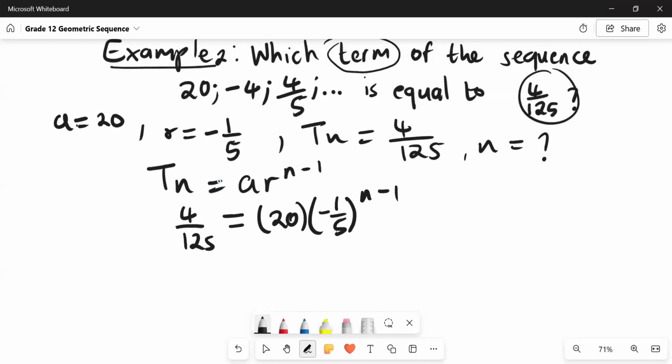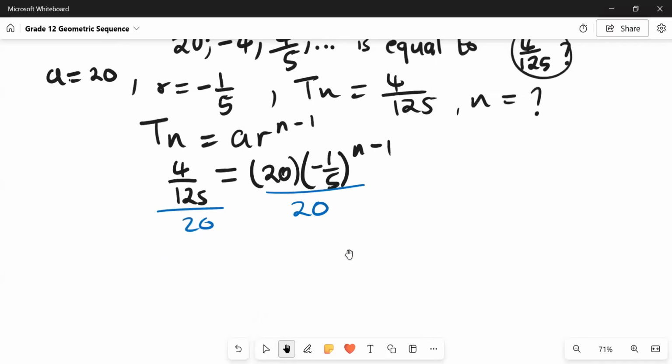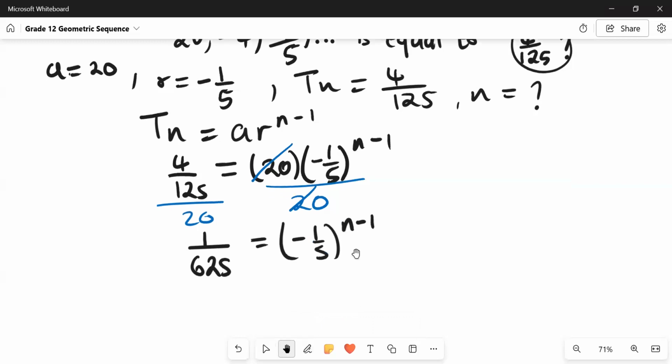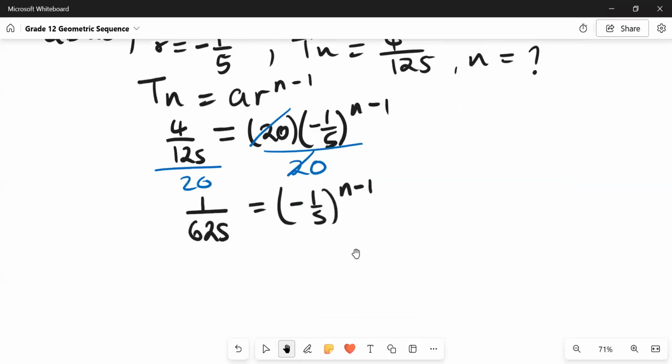We're looking for n. So from here, we're done now with the sequences. It's about exponents now. We have to apply the laws of exponents and algebra. So divide both sides, and then you end up with 1 over 625 equals negative 1 over 5 to the power n minus 1, right? Now we're done with all the sequences. We are now focusing on laws of exponents and algebra, right?